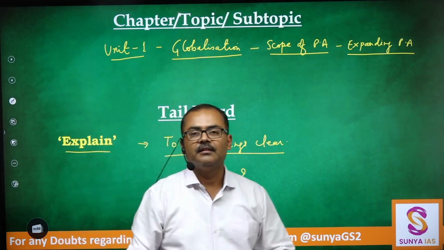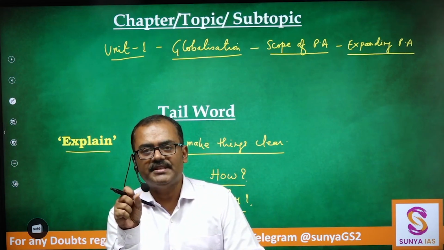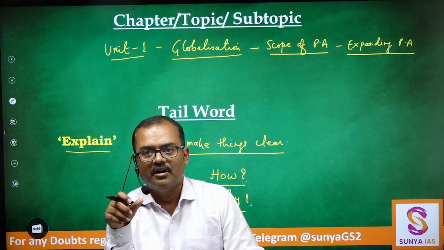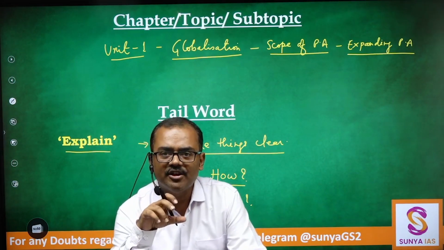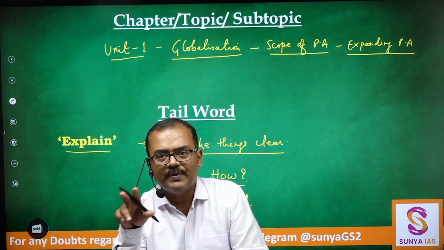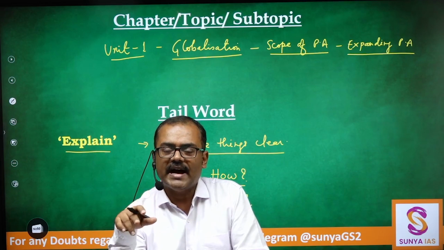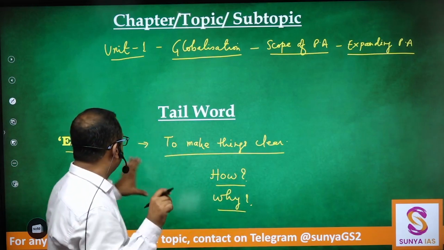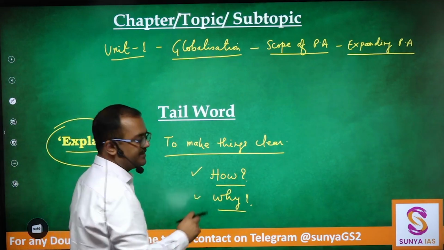So the question says that the horizon of public administration expands in the globalized era. How? Or the question says the horizon of public administration expands in the globalized era. Why? So when you are explaining, you are writing how this happens and why this happens, or either how this happens or why this happens. Means the scope of writing in the context of explain is how this happens, why this happens.